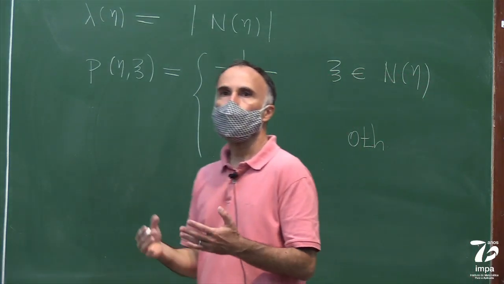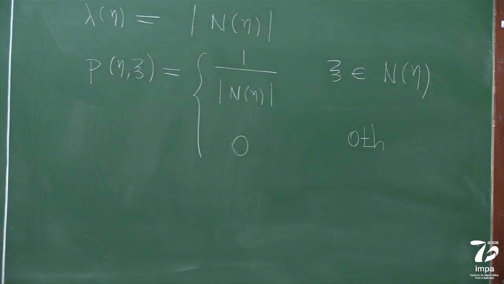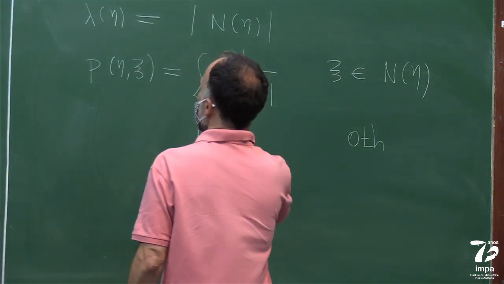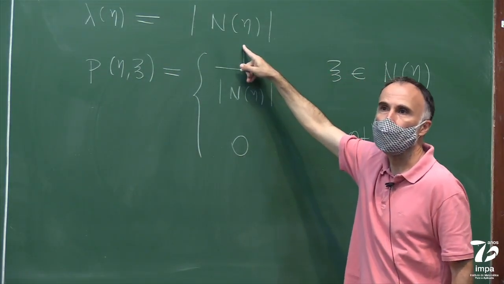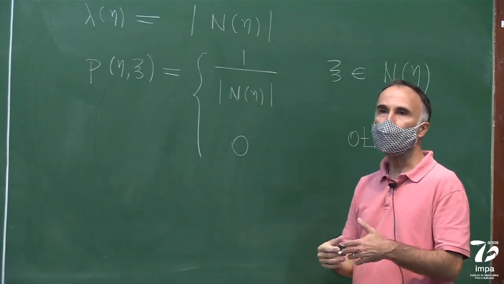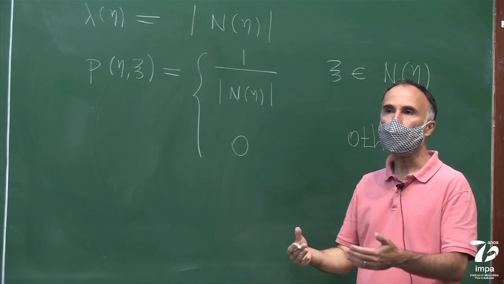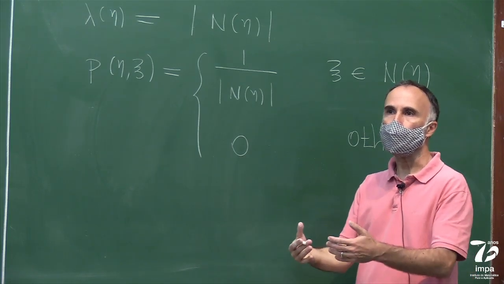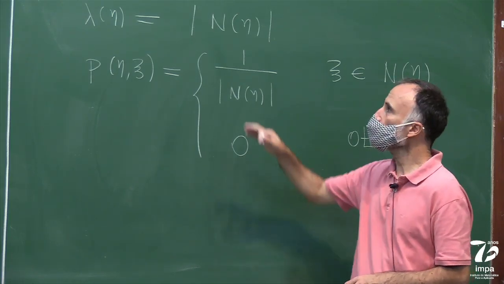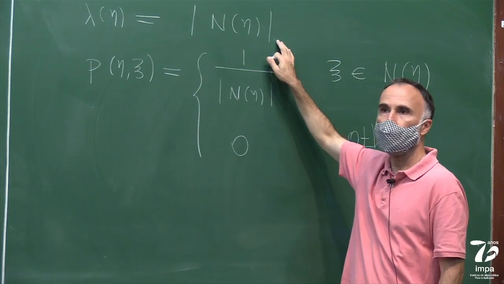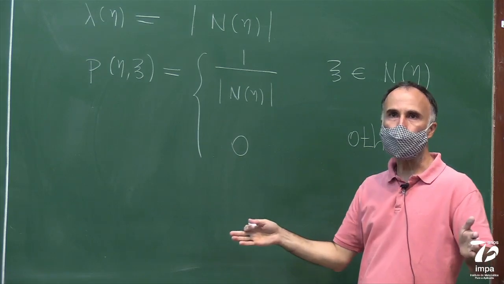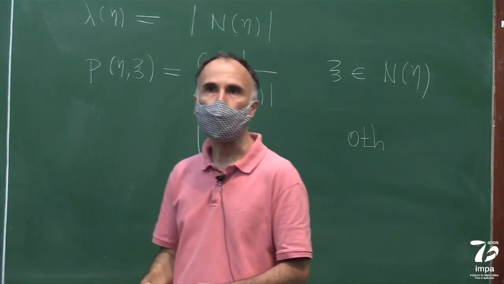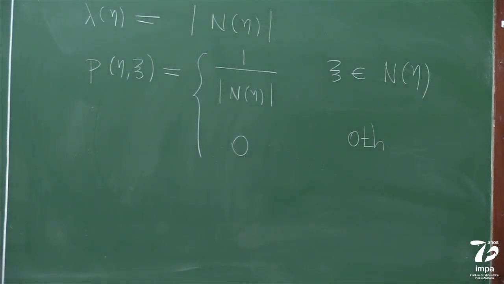Okay? So what is the dynamics? You are at the configuration eta. You wait an exponential time of rate lambda of eta, which is the number of neighbors. So if you have many neighbors, you jump quickly. If you don't have that many neighbors, you jump slowly. So the rate is equal to the number of neighbors. And once you decide to jump, you choose uniformly among your neighbors. So this is the dynamics.